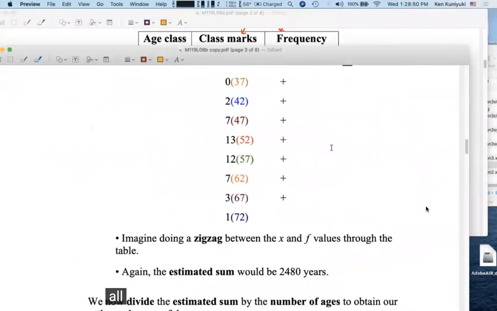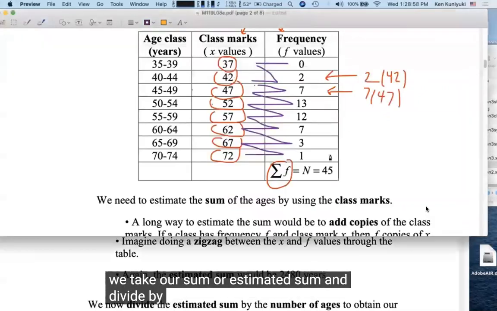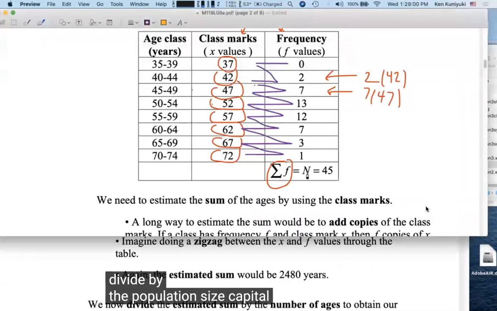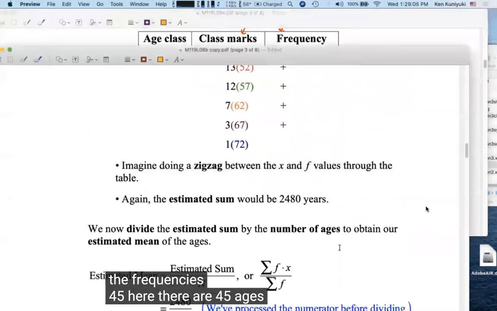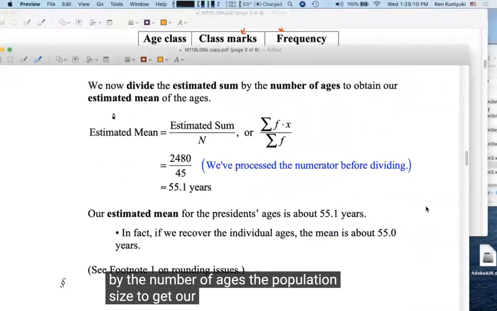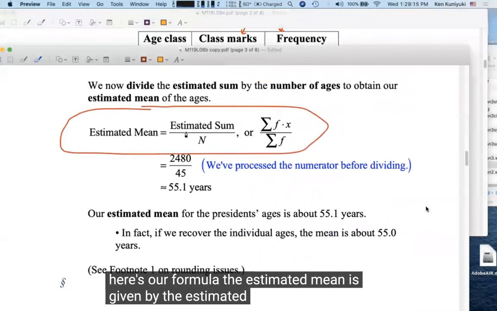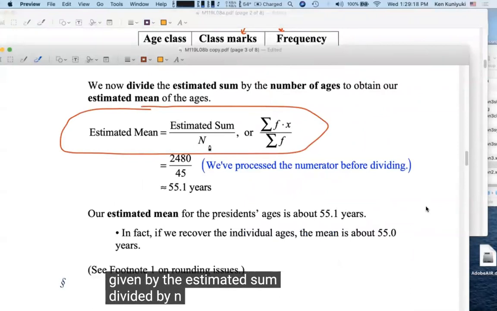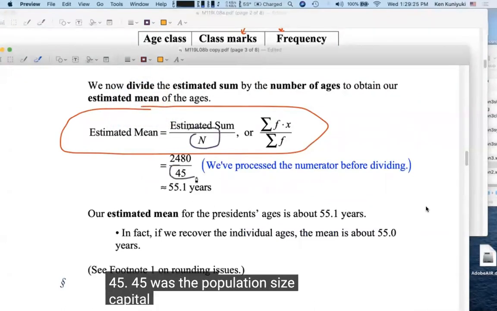All right. Now, again, folks, how do we take an average? We take our sum or estimated sum and divide by the population size, capital N, the sum of the frequencies, 45 here. There are 45 ages. So we now divide the estimated sum by the number of ages, the population size, to get our estimated mean. Here's our formula. The estimated mean is given by the estimated sum divided by N. The population size, the number of values, 45. 45 was the population size, capital N.